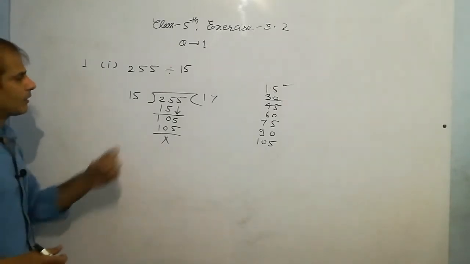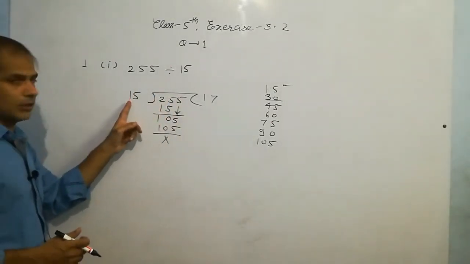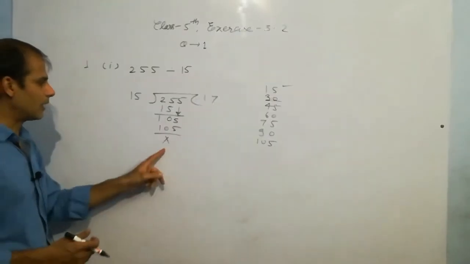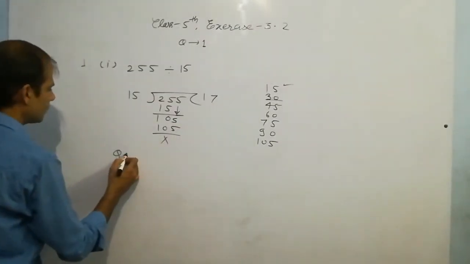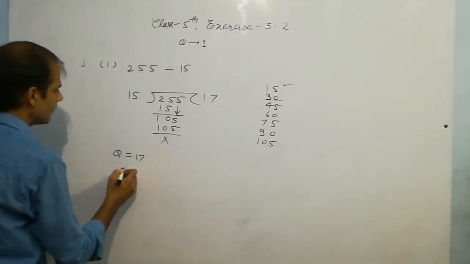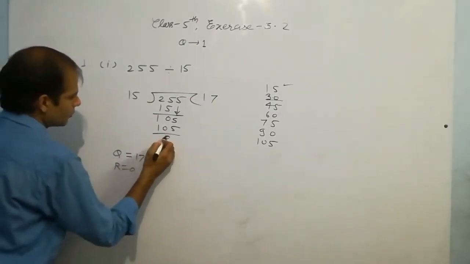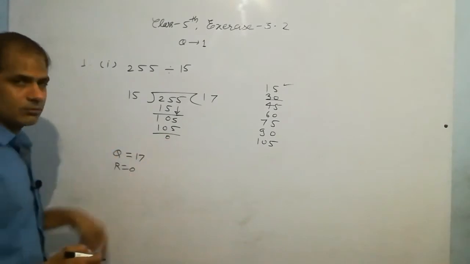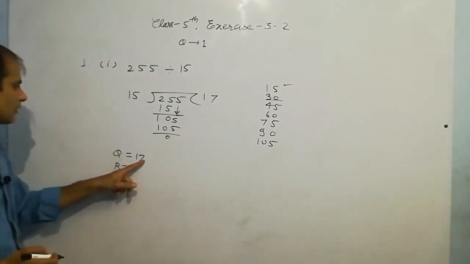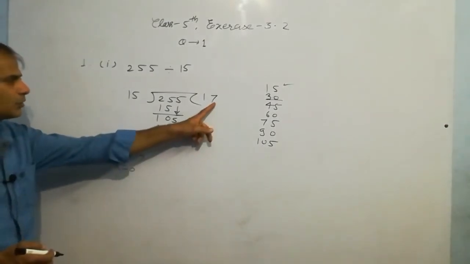Listen carefully. It is dividend, divisor, quotient, remainder. So you have to write quotient equals to 17 and remainder equals 0. You can write 0 also. Okay, the cross means 0. So quotient is 17, remainder is 0. It is quotient, it is remainder.